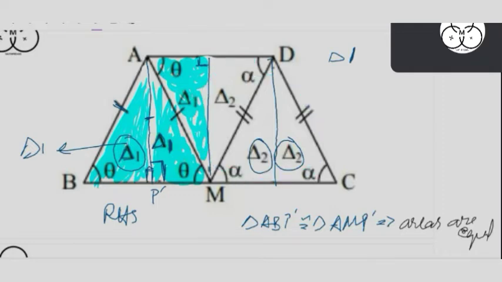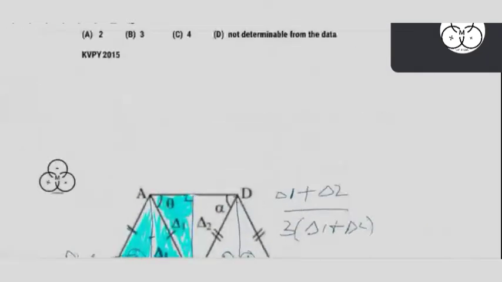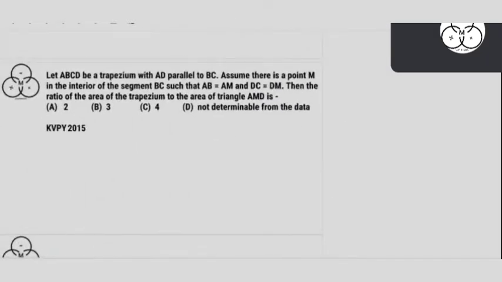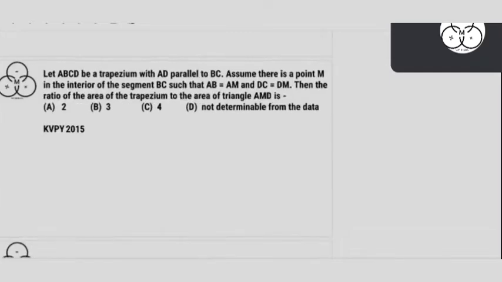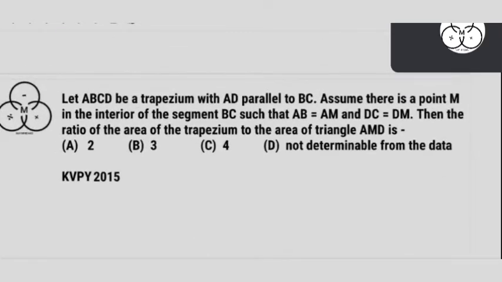So area of AMD is del 1 plus del 2, and divided by del 1 it is coming 3 times here, 3 times of del 1 plus del 2. So the ratio should be 1 by 3 or 3, whatever according to the question. Then the ratio of the area of trapezium to the area of AMD, according to me, the answer should be 3.